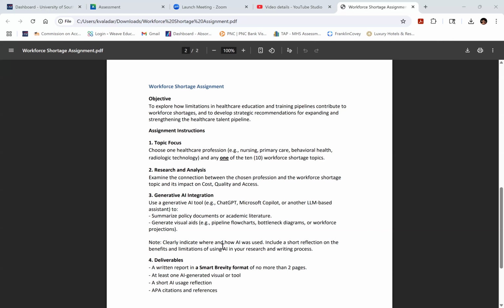To do this, I'd like you to use as a first tool a generative AI: ChatGPT, Microsoft Copilot. You had a little bit of taste of that at the beginning of the course. I would recommend using that to summarize documents or literature. And I'm going to also ask you to use AI to generate visual aids. At the same time, you're also going to use smart brevity.